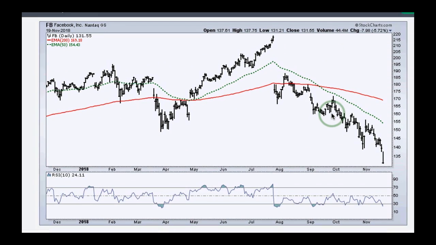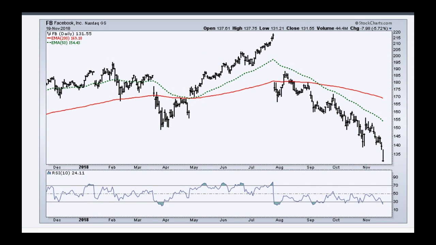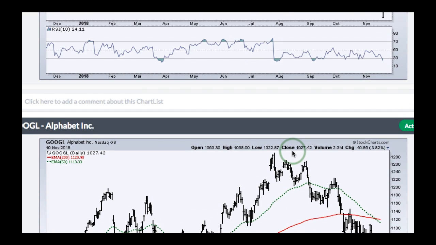Then we look at Facebook. This is one of the weakest of all here because you can see it's hitting a 52-week low. And it all started with that big gap down. And Facebook never recovered from this gap. It just started working its way lower. Even when it had that pop there at the end of October, it just fell right back to new lows. So Facebook clearly is broken.